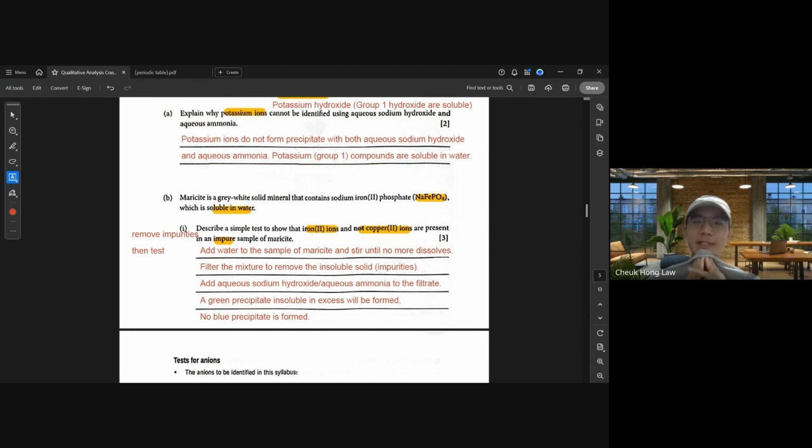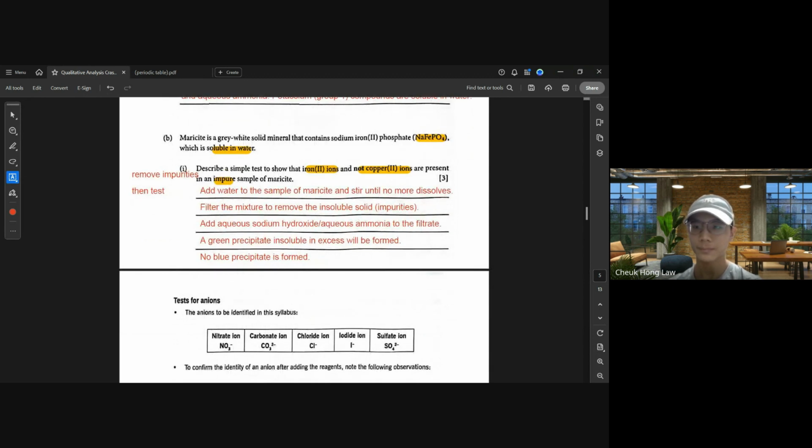Because I don't think we can use displacement. Yeah, it will be either you add aqueous sodium hydroxide or you add aqueous ammonia. Okay. Yeah, but that's a good question. But I don't think you can use displacement to answer this question.